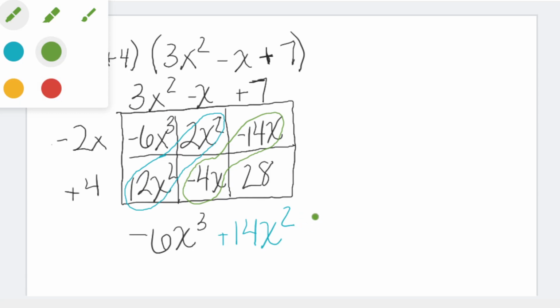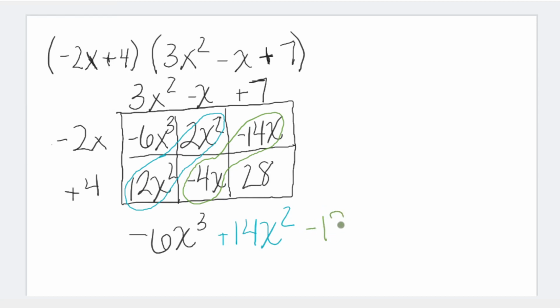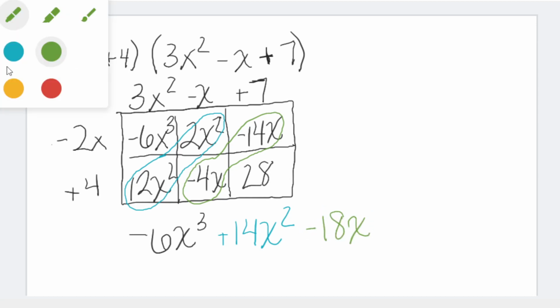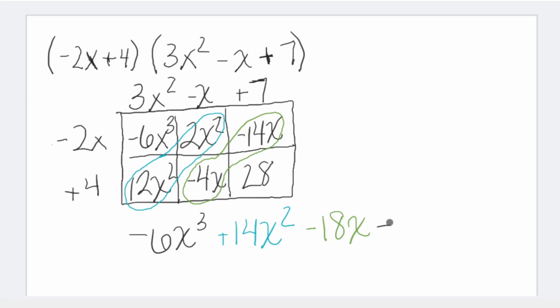Negative 4x and negative 14x combine to make a negative 18x. And then that 28 that's chilling there gets added on here at the end. And this is our final solution. Notice how we're keeping it in that nice standard form.